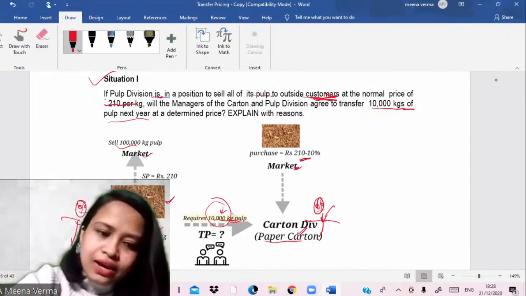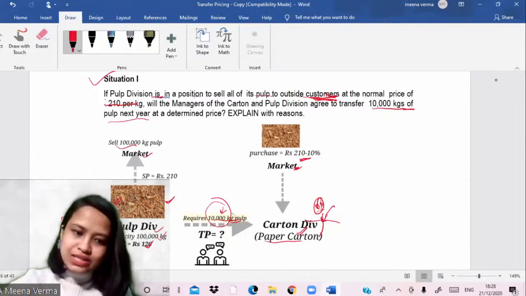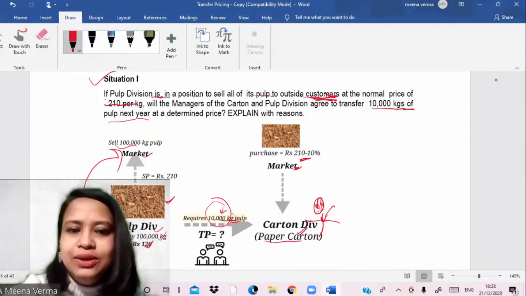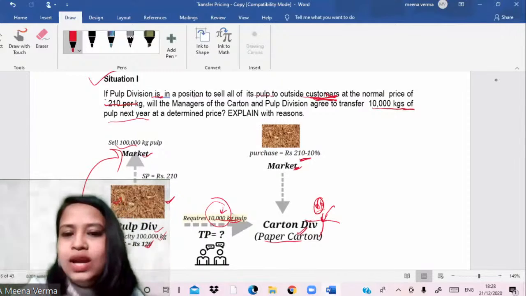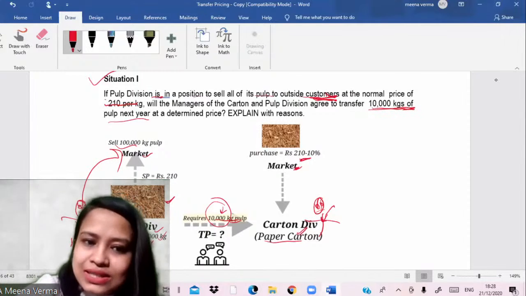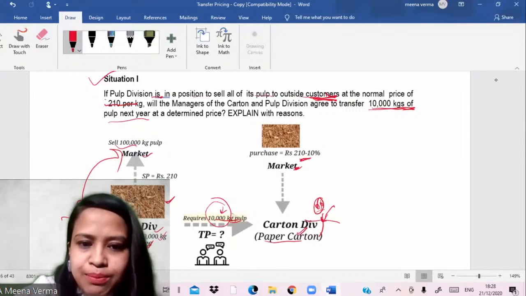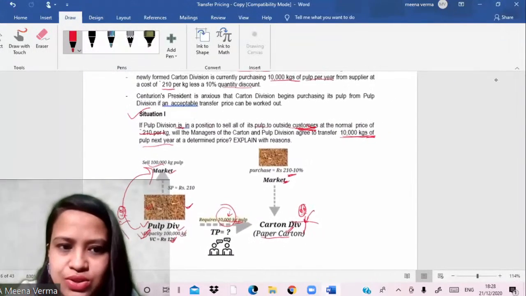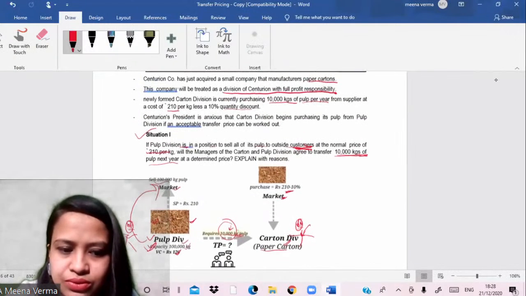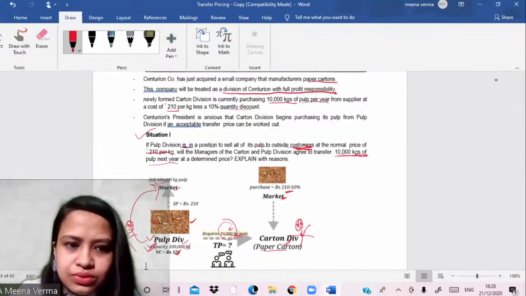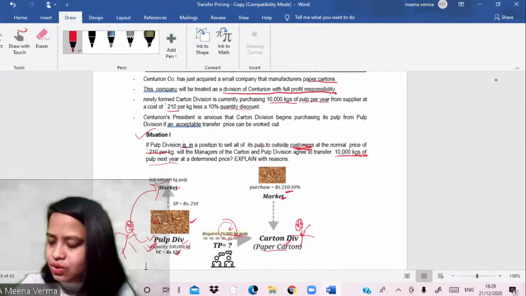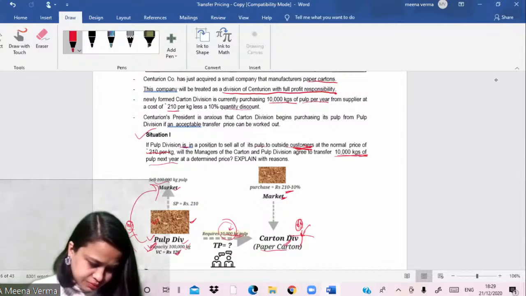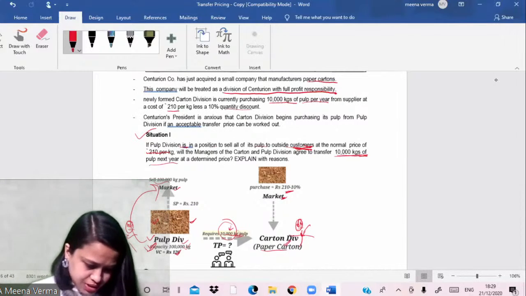First question is whether both of them will agree to transfer 10,000 kg or not, because they have the market for the entire 1 lakh kg of paper pulp which they are producing. They can sell the entire product in the market. So they are asking whether both managers will agree to transfer 10,000 kg of pulp next year at a determined price. Explain with reason. Can you give me the answer to this question? I'm waiting for you. Yeah, I got an answer.